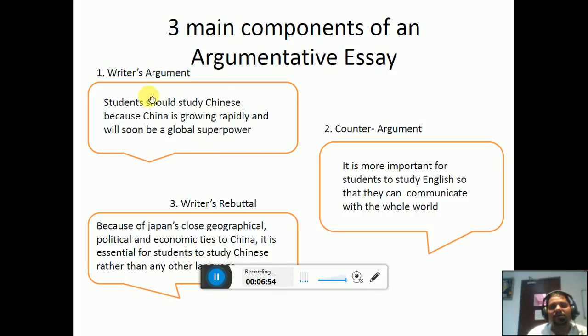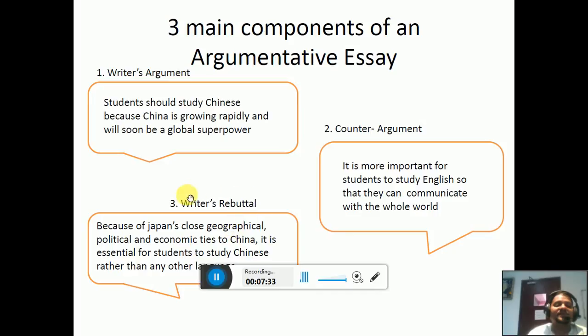Now there is somebody who is objecting to the writer's argument, and that is called a counter argument. This is number 2. And the counter argument says it is more important for students to study English so that they can communicate with the whole world. So here you see there is an argument, that is the writer's argument, which says students should study Chinese. There is a counter argument, that is somebody else saying that students should study English.